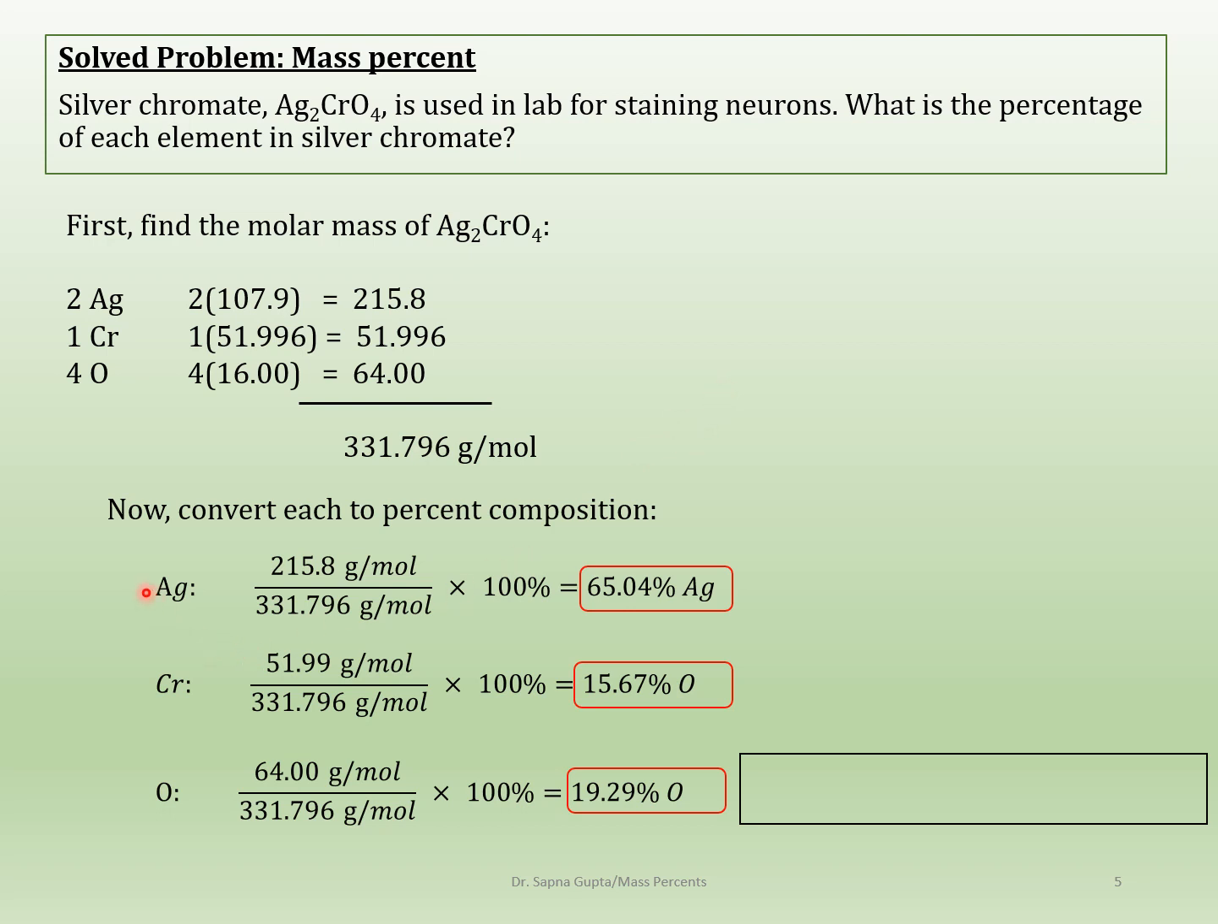Okay, so you do that for each element. So you take silver, then chromium is only 1, so 51.99 divided by the total weight times 100%. And here I've rounded everything off to 2 decimal places. Okay, so we have some consistency here, and so then you have your final answers.